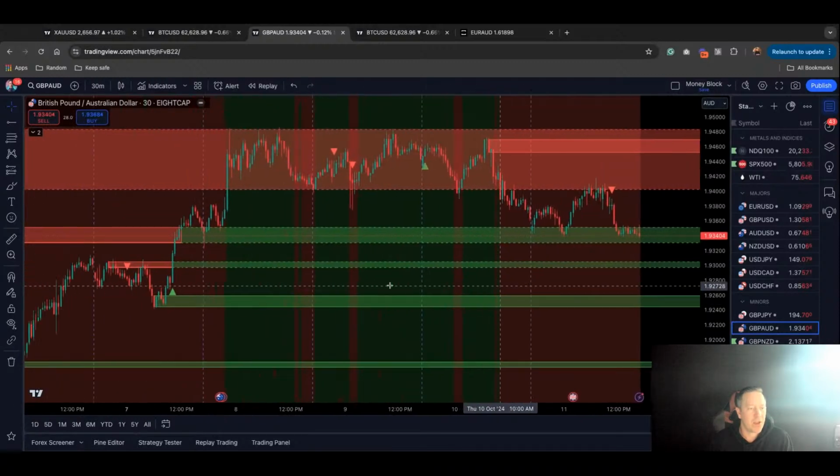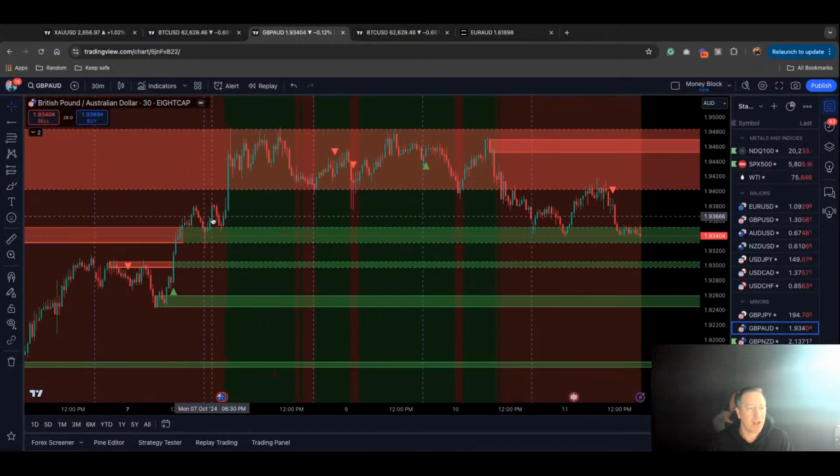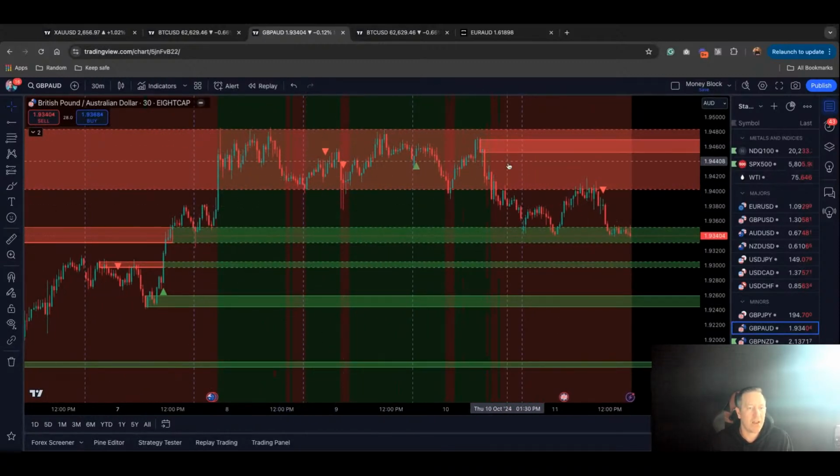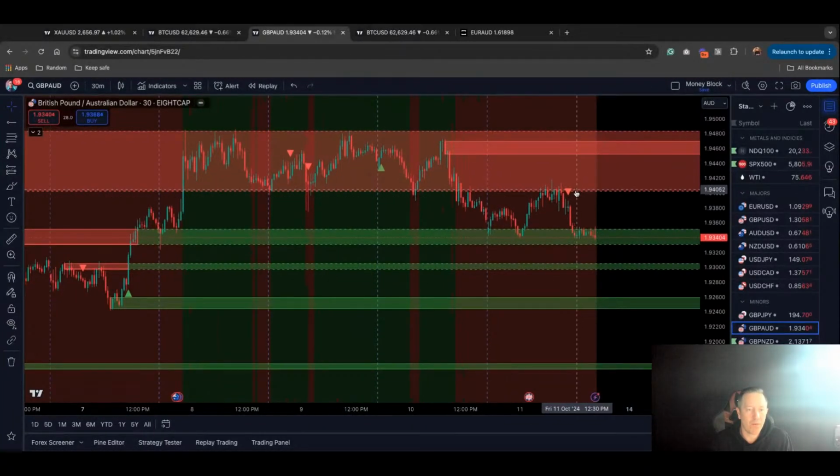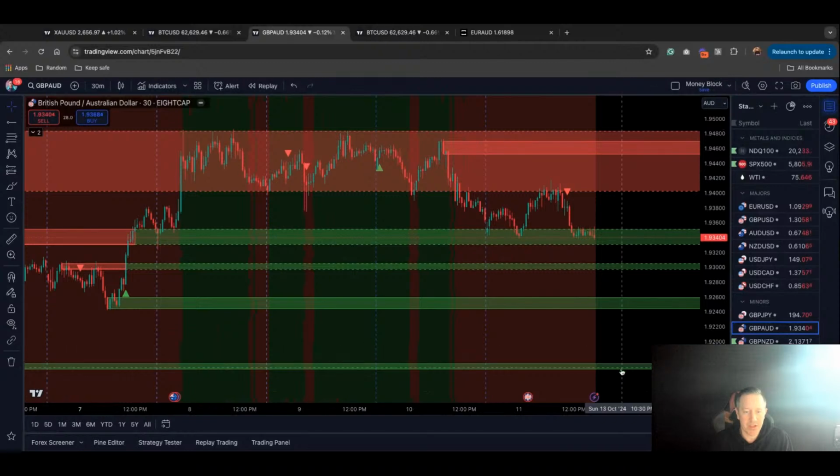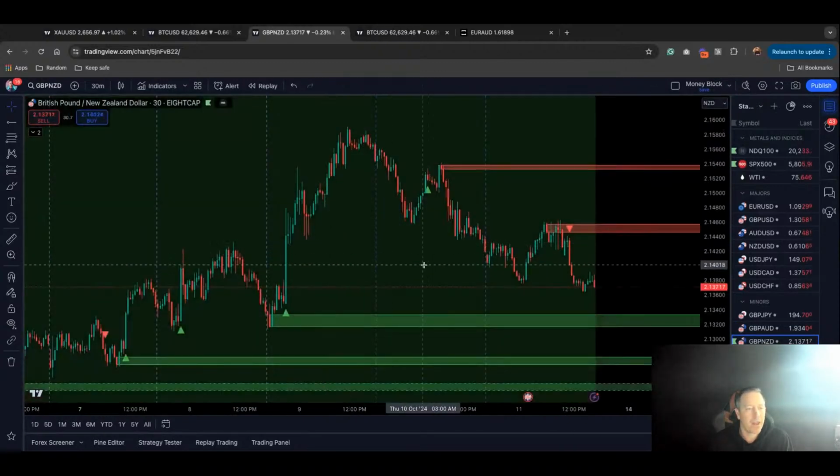GBP AUD. So this being your biggest sell block here, came up, consolidated inside of it, and then it's selling off of it. So now this is what we're looking for, is for it to use it as resistance and then come back down to retest these positions here and take them out.